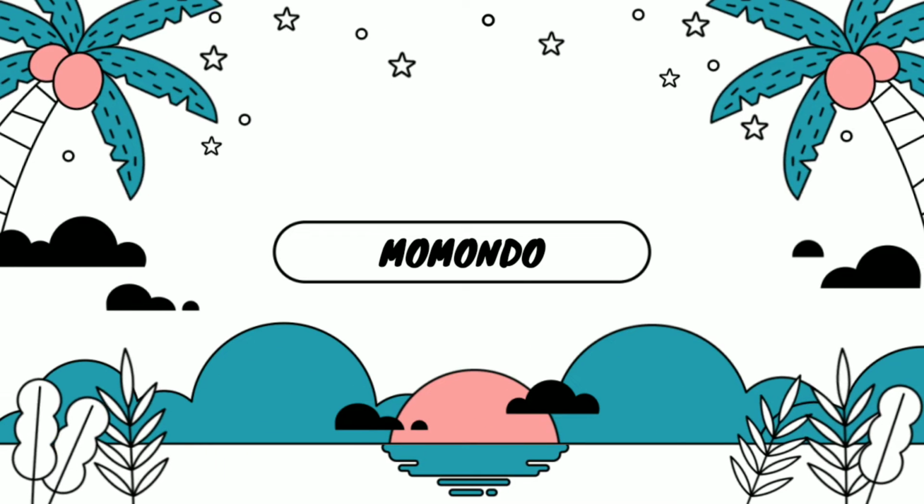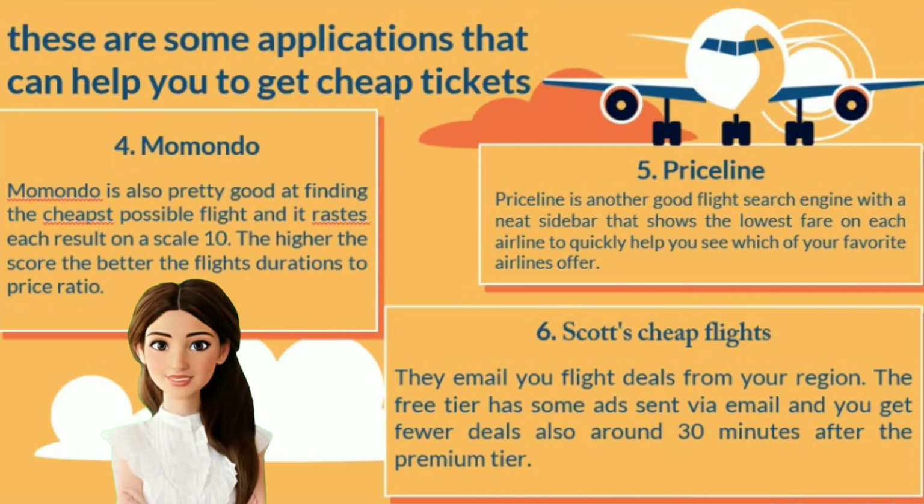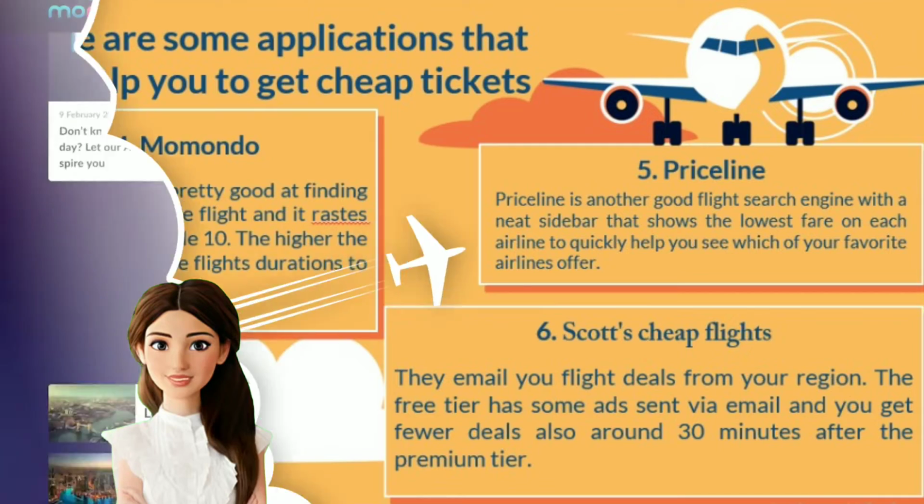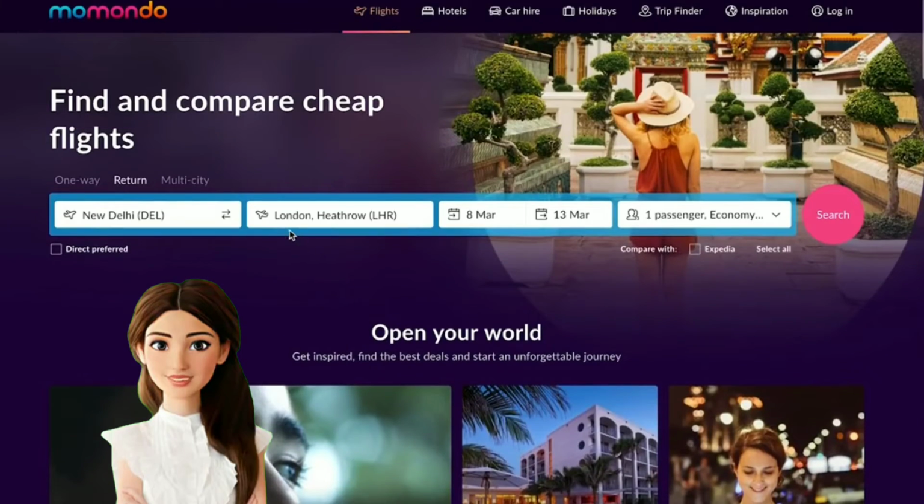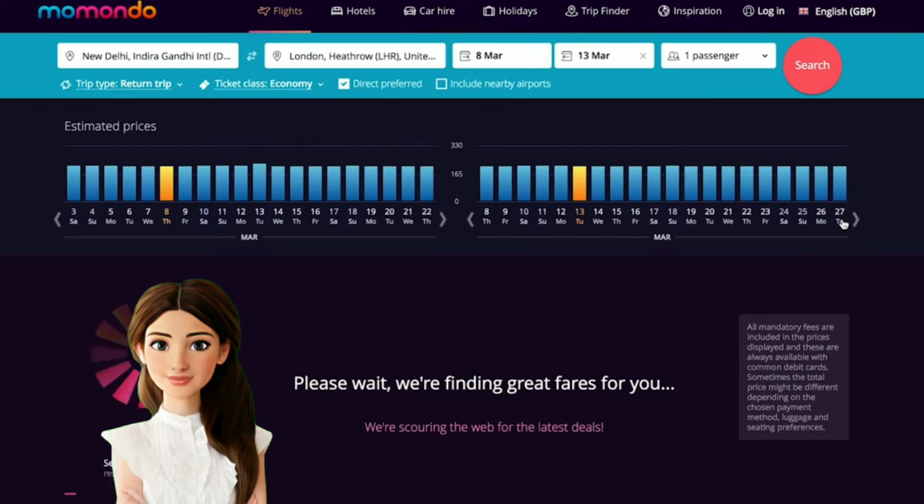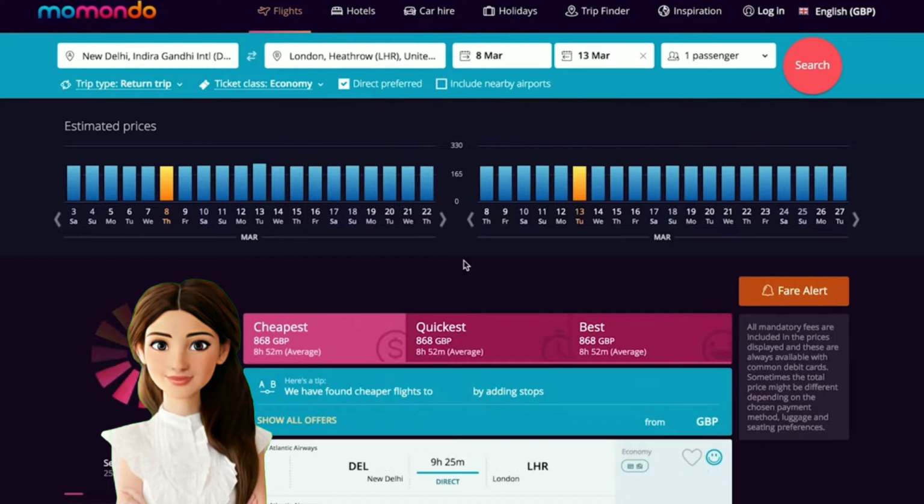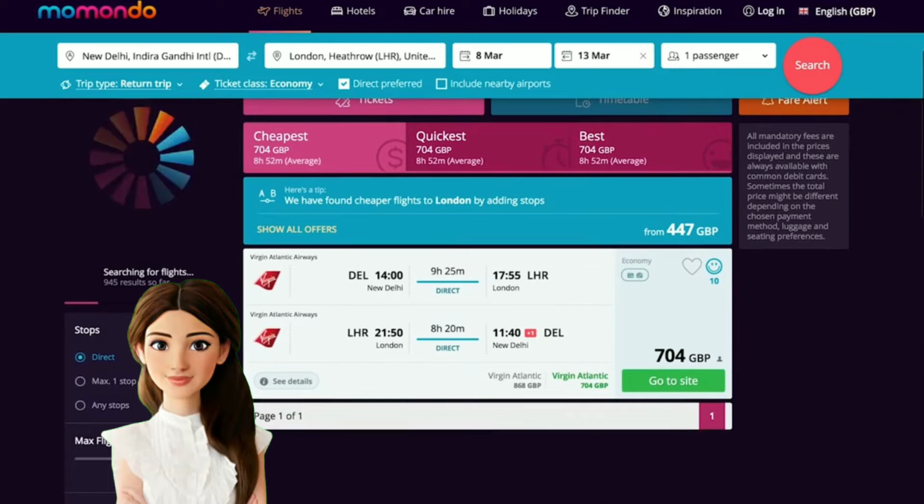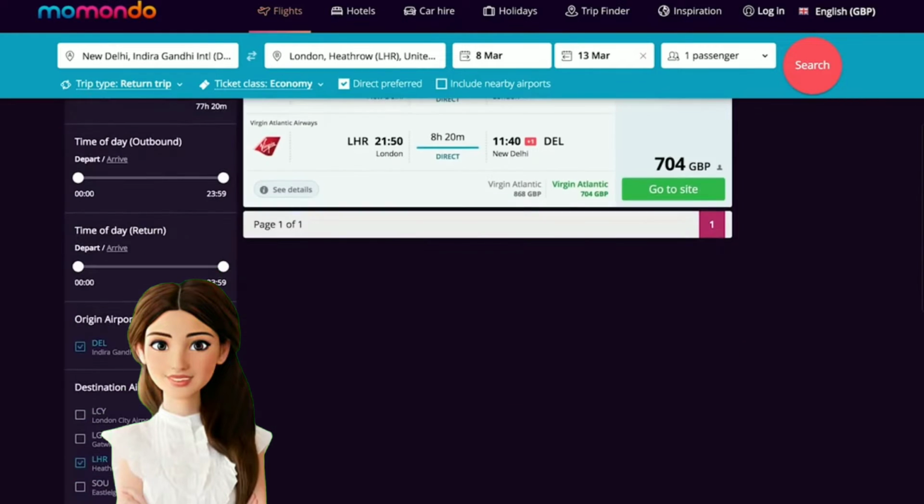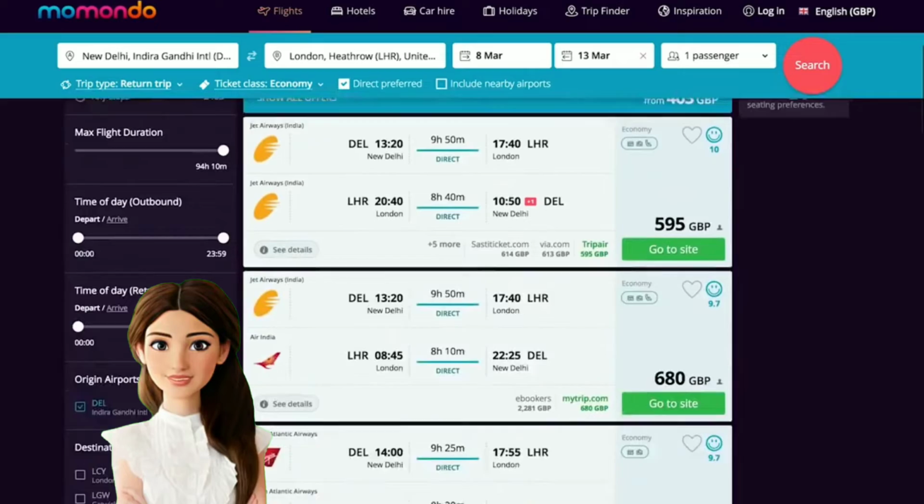Number 4. Momondo. Momondo is also pretty good at finding the cheapest possible flights, and it rates its results on a scale of 10. The higher the score, the better the flight duration to price ratio. You don't want to be taking a 31-hour flight to the UK to save 150,000 rupiah on the round trip when the normal duration of the flight is 10 hours. Momondo is very good at helping you decide this.